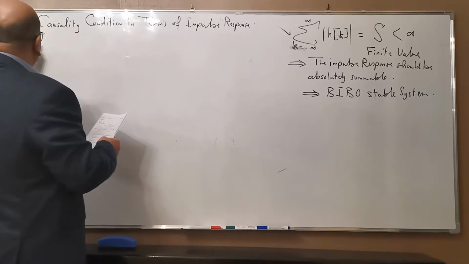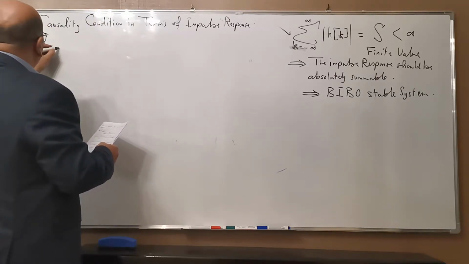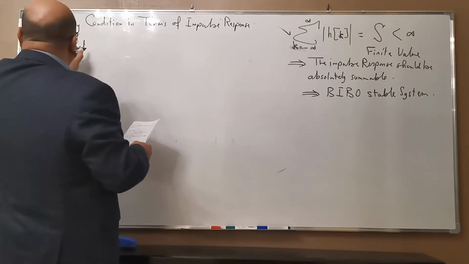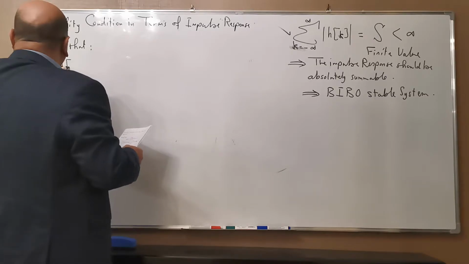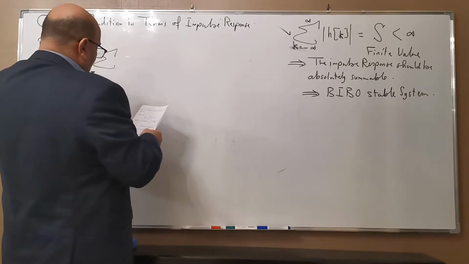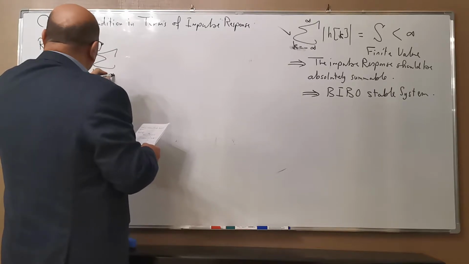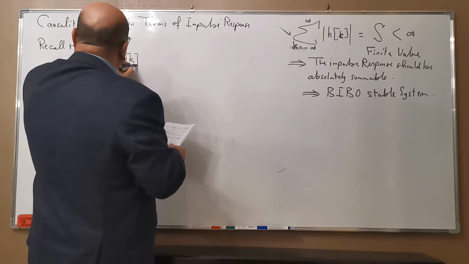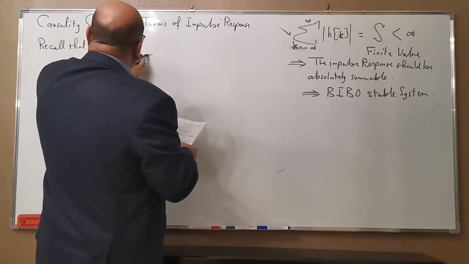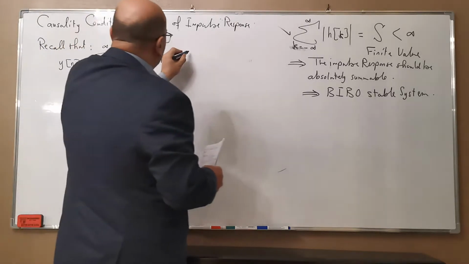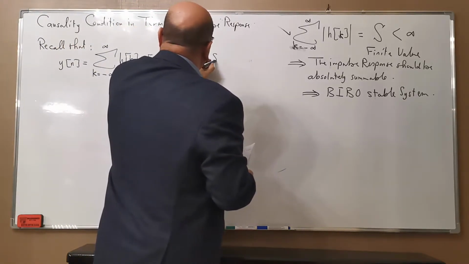Okay, remember, or recall, that y of n is equal to the summation from k equals minus infinity to infinity of h of k, x of n minus k. This is for an LTI system.